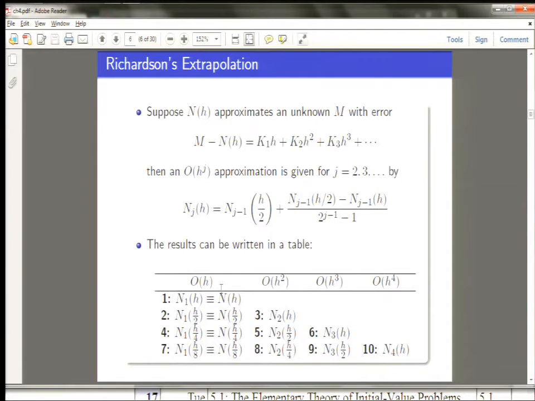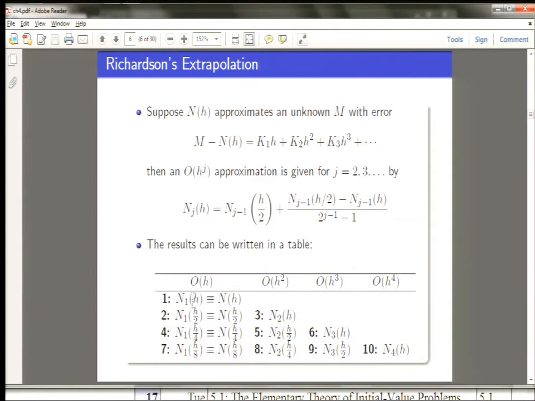This table illustrates the entire process. I computed an N1 of h. It was the worst number I had. I divided h by 2, and it got twice as good. I divided by 4, and it became 4 times as good. I can even divide by 8, though I didn't do this. But anyway, you run your method 4 times, and you get this sequence of linearly converging values. You're not happy.